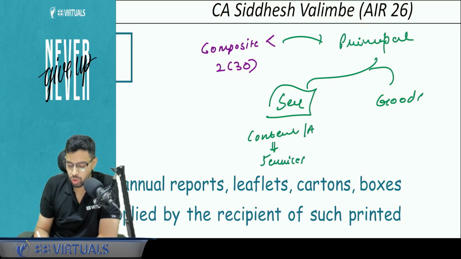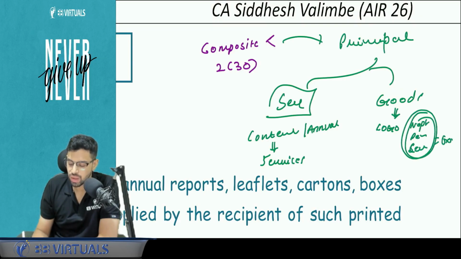Or for example, annual report, my company's annual report. So I gave the content and got the annual report printed. But for example, goods: I gave him my logo and I got it printed on napkins, on pens, on calendars. So here the focus is on these goods. He's not giving me any printing service. I'm not giving any content per se. I'm just giving him a logo and he's essentially selling me these particular goods. So here the principal element, that is the predominant element, is goods.